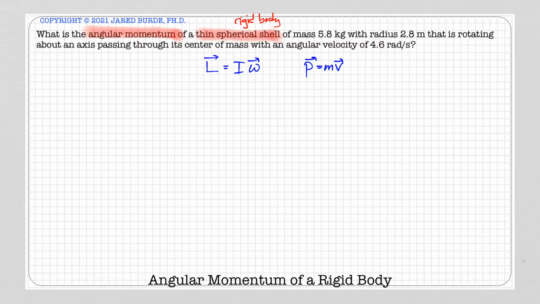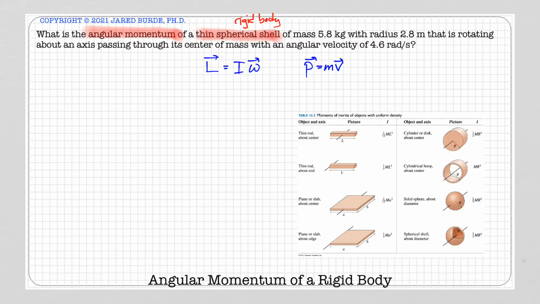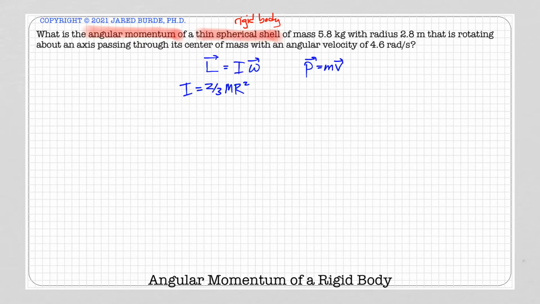velocity. The way that we would find the moment of inertia would be from a table. We can look at this table from the book. We can look for a thin spherical shell about an axis that passes through the center, and we can see that the moment of inertia here is going to be 2/3 mr squared. We know m and we know r, so we'll be able to find the moment of inertia. The angular velocity is measured in radians per second, so this is an angular velocity here.